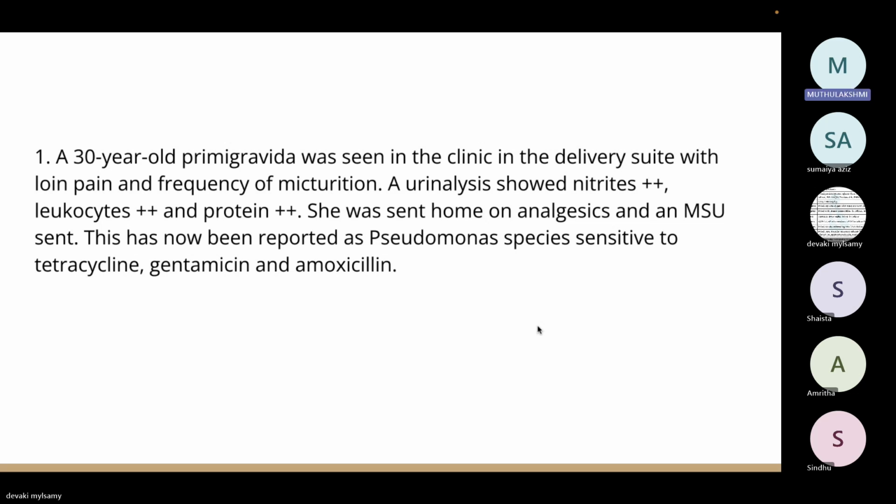In case of recurrent urinary tract infection, she needs continuous antibiotic prophylaxis till delivery. And her further pregnancy care will be continued as regular.